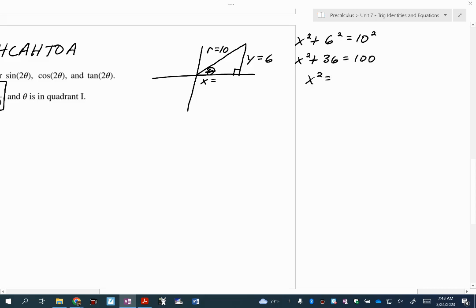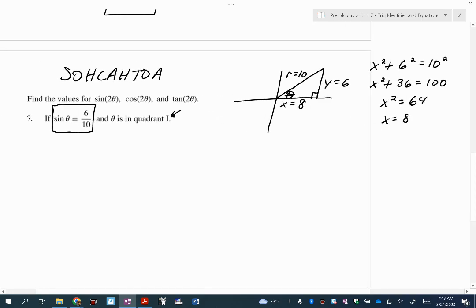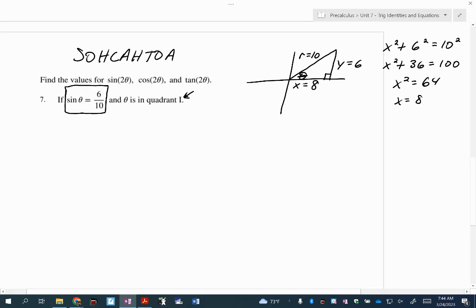Subtract the 36 to the other side. You get 64. And hopefully you know that the square root of 64 is 8. The reason I'm not concerned about if it's negative or not is because we are in quadrant 1. All right, so being in quadrant 1 means everything needs to be a positive. All right, so now I'm able to write down my 3 trig ratios here.